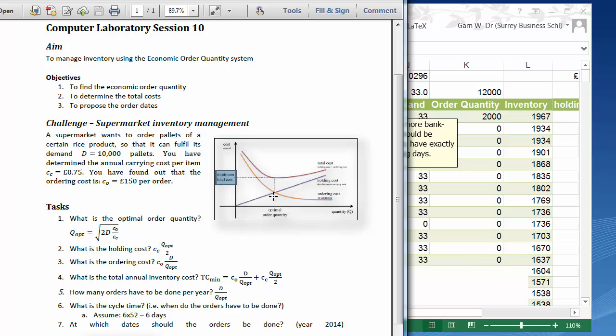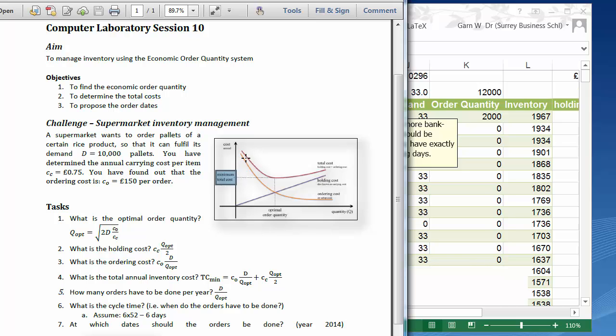We are going to have a look at the holding cost. So if we don't have anything in the warehouse, we don't have any cost, and we say the costs linearly increase. So the more pallets we have got, the more we have to pay. So if we have got 10 pallets, then we have to pay £7.50. If we have got 100 pallets, then we have to pay £75.